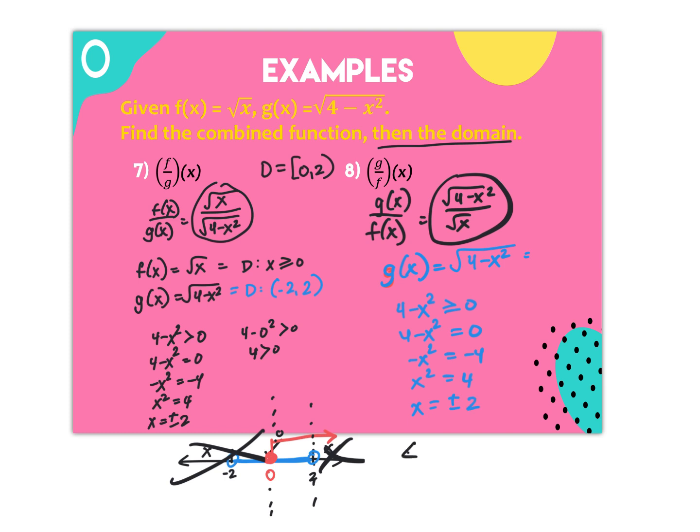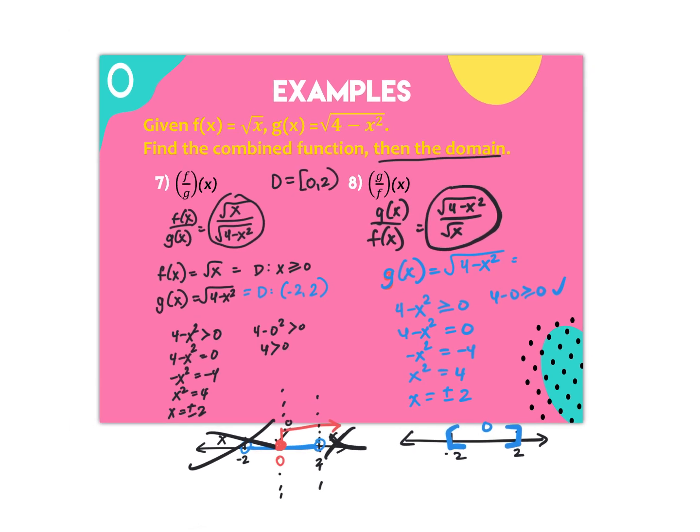Again, I'm going to come over to here. I know I have minus 2, I have plus 2, and I'm going to pick a point like 0. I'm going to plug it in here, and I'm going to say 4 minus 0 is greater than or equal to 0, and it is. So my answer is in this section, but this time it's brackets, because again, it can equal 0 when it's in the numerator spot. So my domain of g of x is going to be negative 2 to 2 with the brackets. Now again, my denominator now is a little bit different.